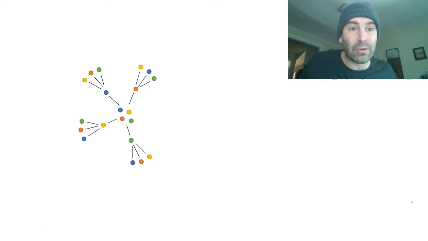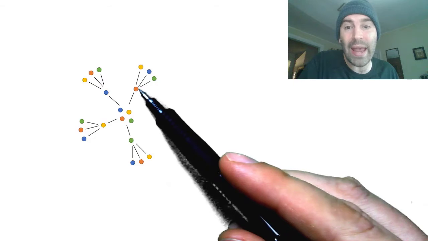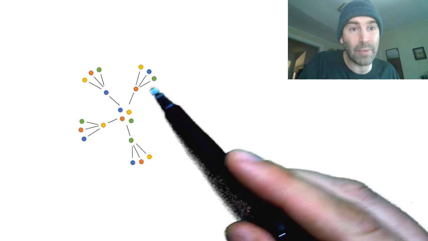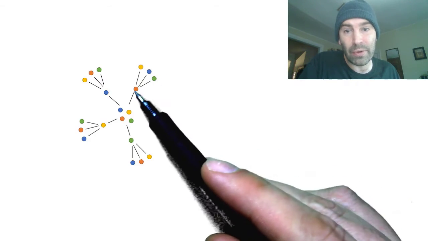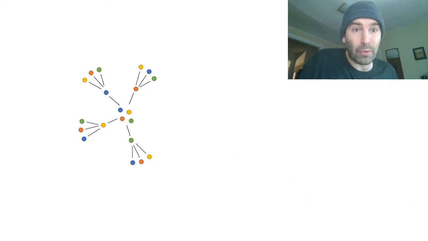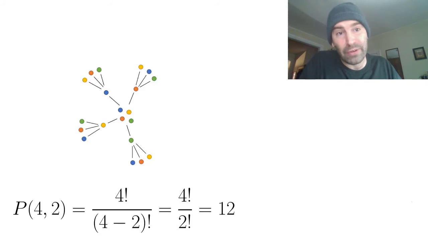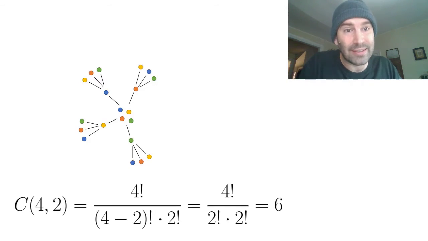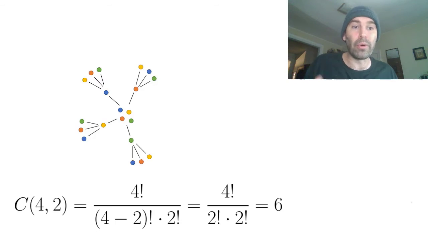Well, how many times did we overcount? That is equal to the number of ways we could have arranged those two marbles. We're choosing 2 marbles, so the number of ways we can arrange 2 things is 2 factorial. So we have to divide by 2 factorial. We take our number of permutations and divide by 2, and we get 6. So there are 6 possible ways when order doesn't matter.